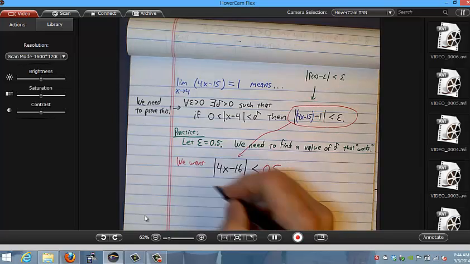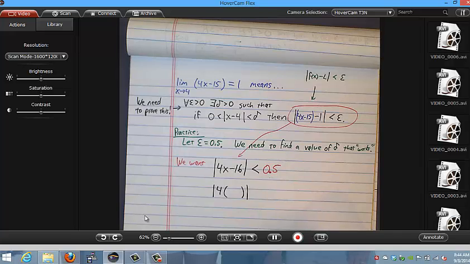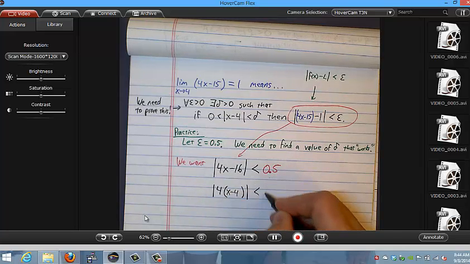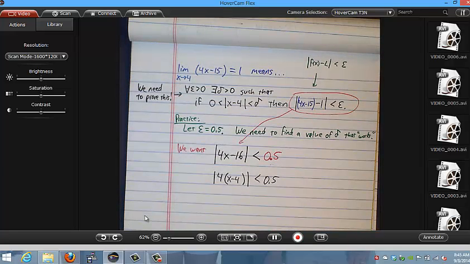And factor out and write this as 4 times what? It's x minus 4. So that's what I want. I want 4 times x minus 4 to be less than a half inside the absolute value bars. You guys with me?